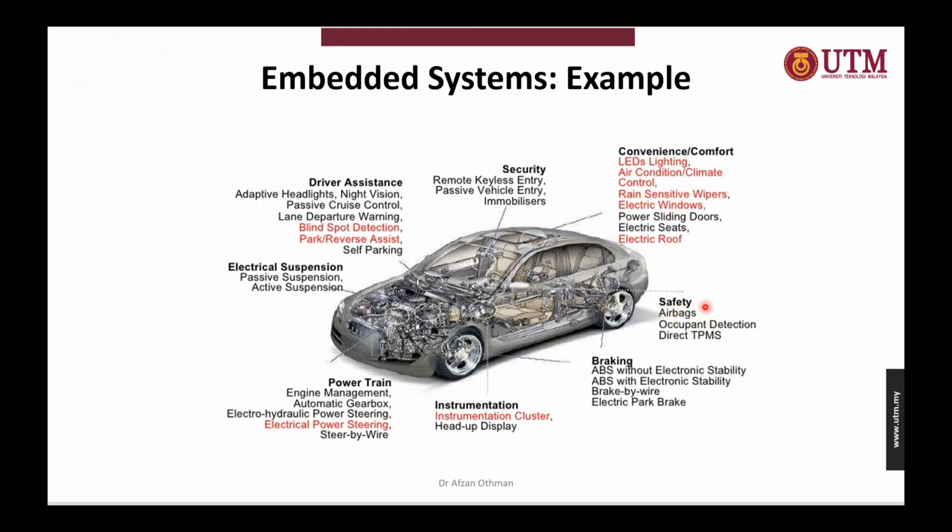Every time a car has an accident and goes into a collision, what happens? The airbag will be deployed to protect the passengers inside the car. Then maybe some cars have occupant detection, which detects whether there is any passenger inside the car.